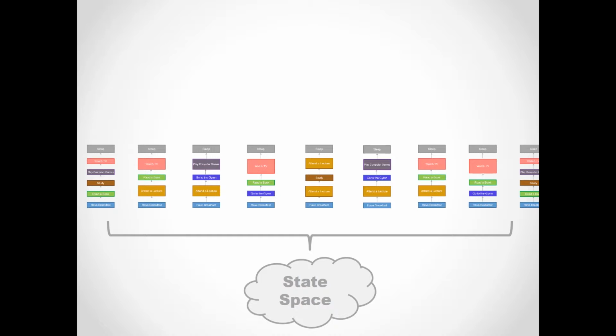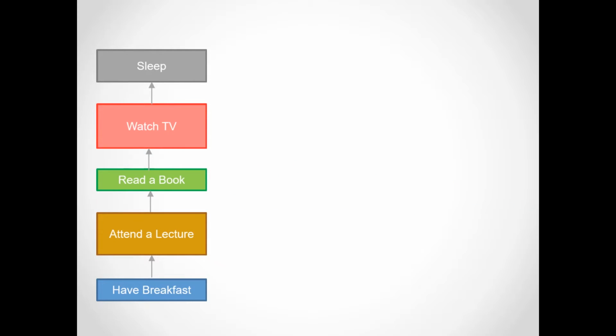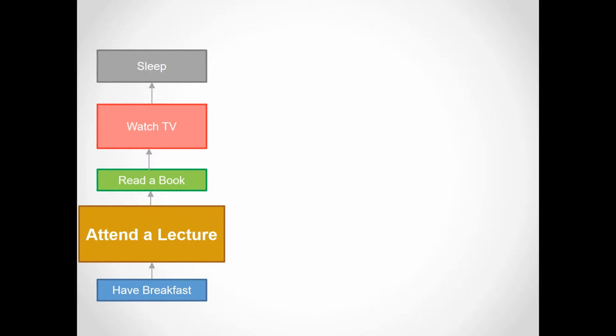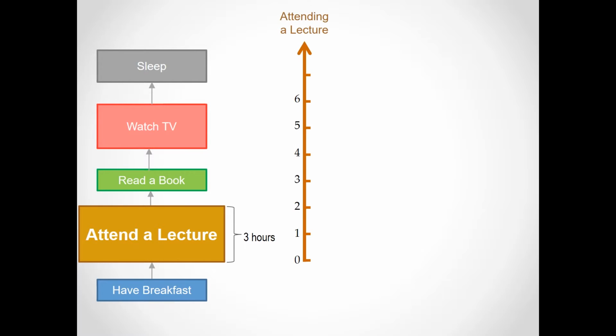How can we construct this space? Let's take a single day as an example. We select each activity that we do during that day, like attending a lecture. And this is the tricky part. We have to map this to a dimension in our state space. One side of the space. Since we like working with numbers, we keep track of the time taken for the activity attending a lecture, and mark this on our dimension for this activity. It's 3 hours in this case.